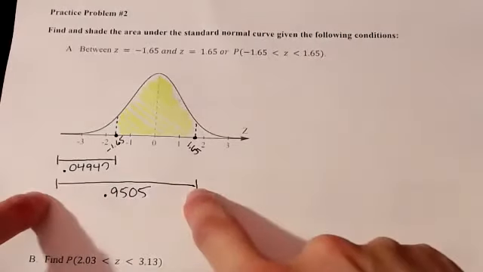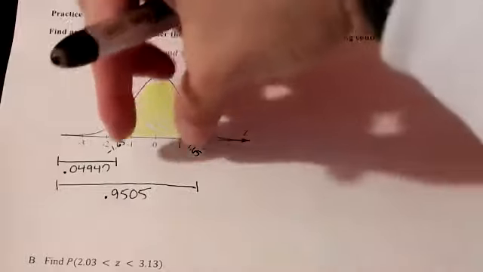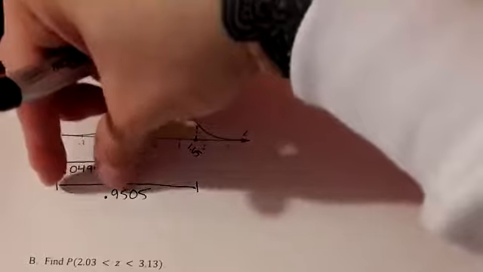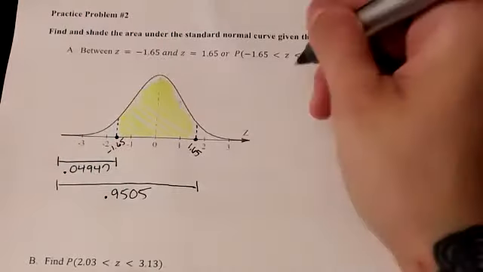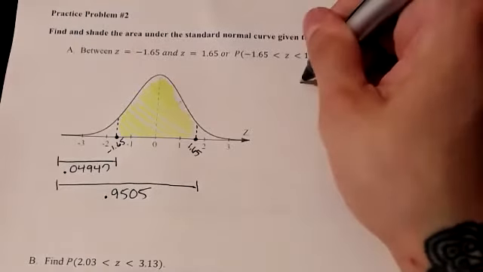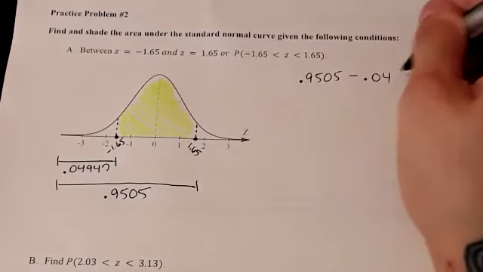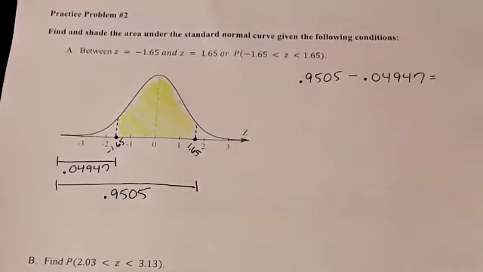Think of these as distances. Wouldn't you subtract them to get what's just in between, what's left over? So if you take this much away from your total, you're just going to be left with what's in between. So we are going to subtract the area. So we've got 0.9505 minus 0.04947. So let's punch this into our calculators. And what are you all getting for yours?